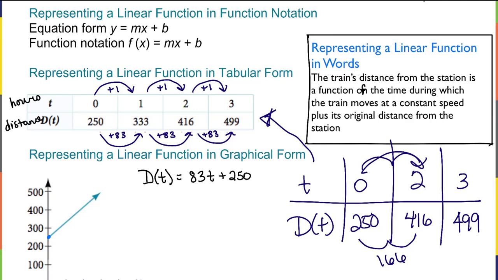Now we can also represent it in function notation, which we talked about earlier. In this case, it starts off 250 miles from the station. That's your starting value, or your y-intercept, which is b. Then it's going up 83 for every hour. So 83 miles per hour would be your rate of change. That would be the train scenario in function notation.